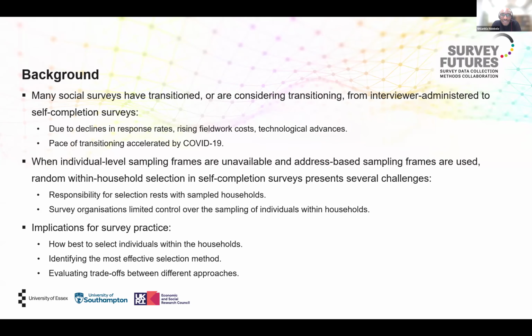Now, organizations have limited control over the sampling of individuals in those circumstances. This has some implications in terms of what happens in practice, because then we need to know how best to select individuals within those households. Plus also we need to identify effective methods for conducting those selections, and also evaluate the trade-offs that we have to think about between the different approaches that are available.